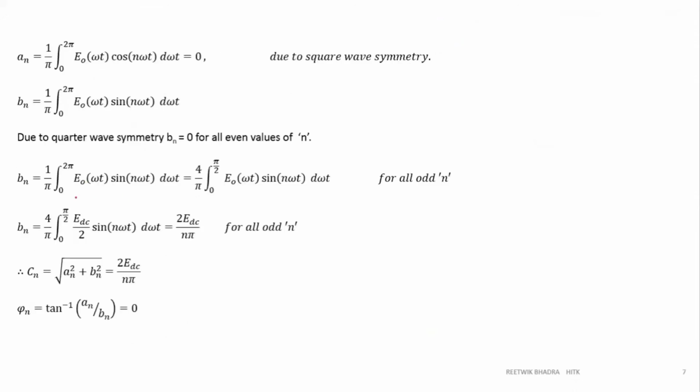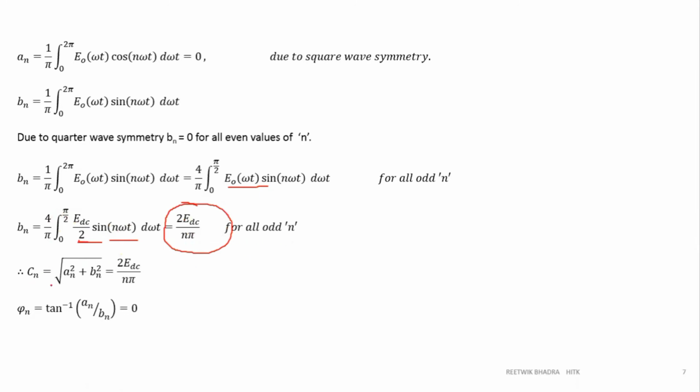So we replace e0(ωt) by EDC by 2 and do the integration. Sin nωt integrates to minus cos nωt by n. Doing the integration, you will get 2 EDC by n pi. See, the 2 cancels out there, so this will be 2 by pi. EDC comes outside, and the denominator n comes from the integration, so 2 EDC by n pi. Sin 0 is 0, sin pi by 2 is 1, so in the bracket it will be 1. So 2 EDC by n pi for all values of n.